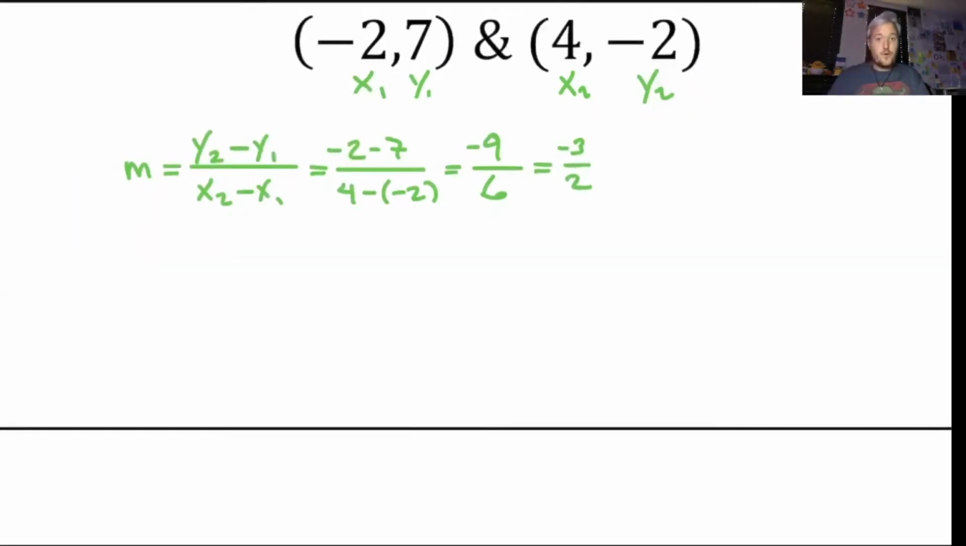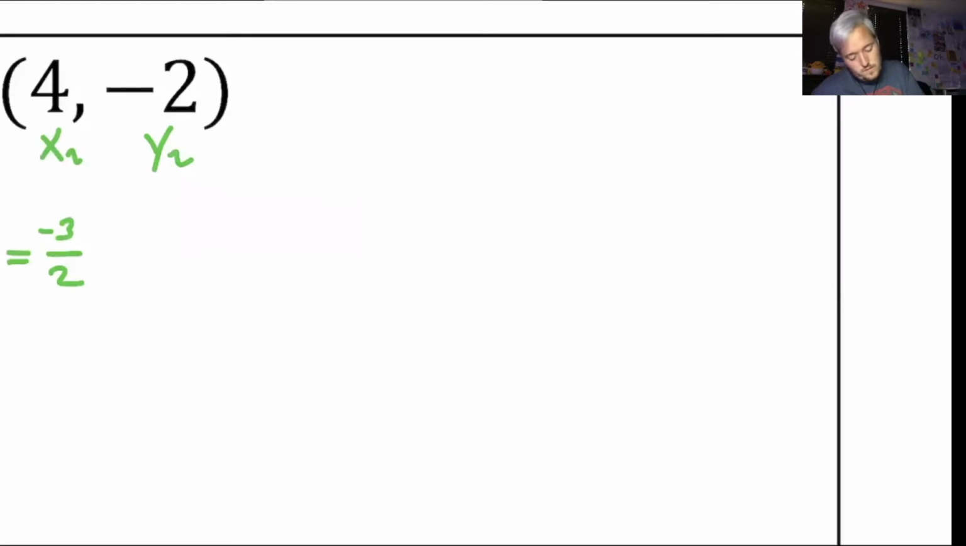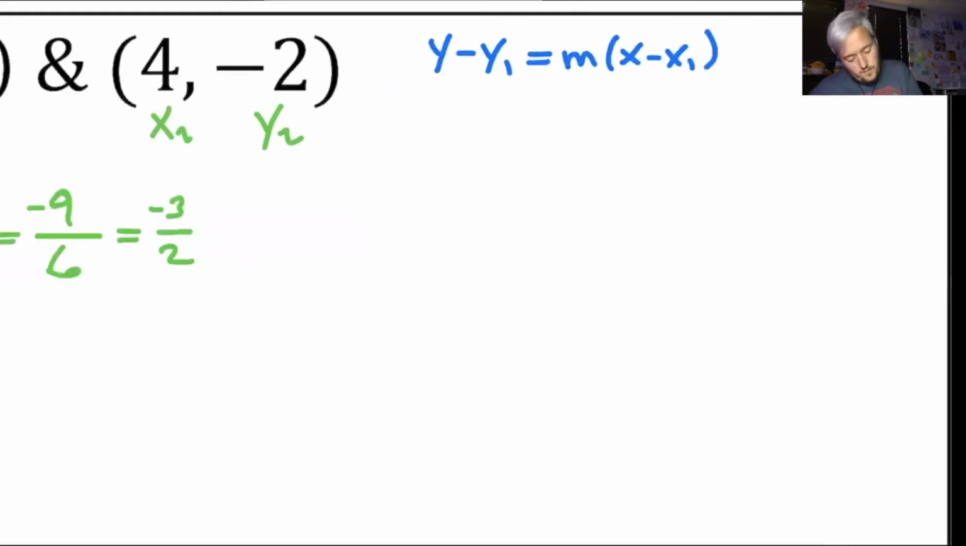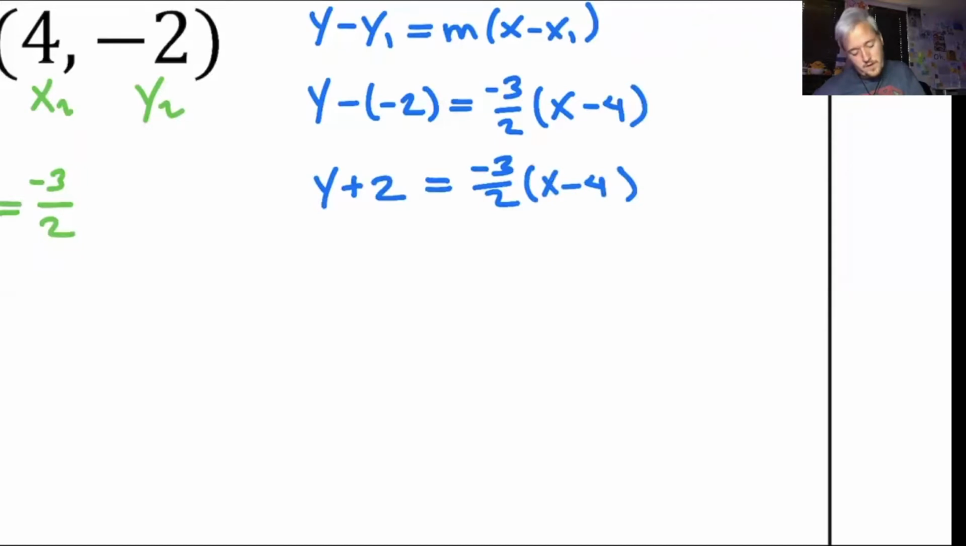It doesn't matter which point we use for point-slope form, so I'm going to use (4, negative 2). I'm going to have y minus y1 equals m times x minus x1. To start off, y minus negative 2 equals negative 3 halves times x minus 4. I'm going to simplify first, so y plus 2 equals negative 3 halves times x minus 4. There is my point-slope form.